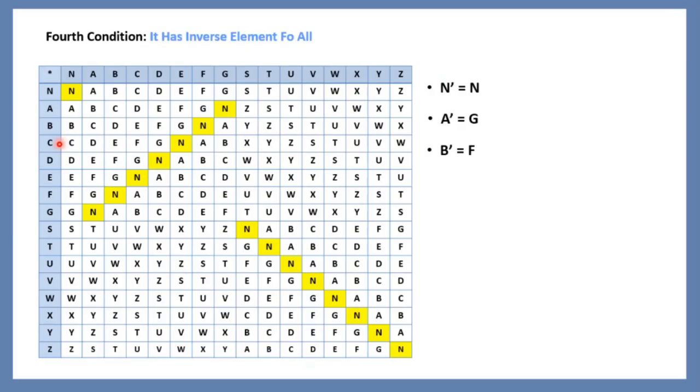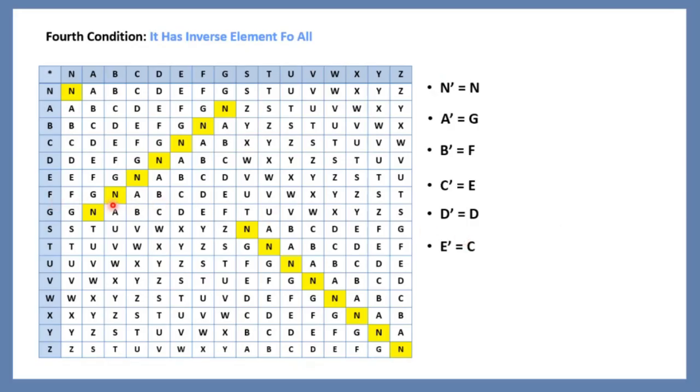So from C to identity element N to E. Therefore the inverse of C is E. Then from D to identity element N to D. Therefore the inverse of D is itself. Then E to identity element N to C. So the inverse of E is C.